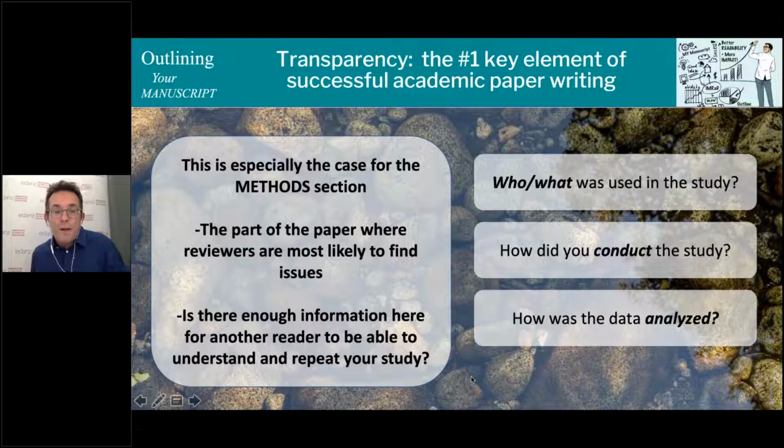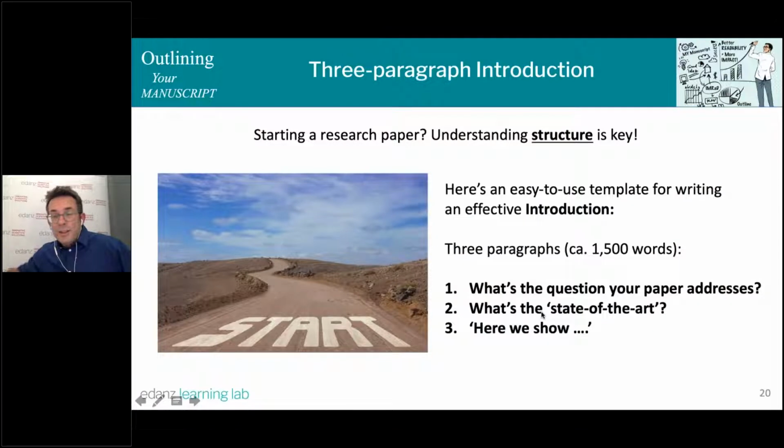It's the part of the paper where reviewers and readers are most likely to find issues. Ask yourself the key question: is there enough information here for another reader to be able to understand and repeat my study? So what did you use? How did you conduct the study? And how was your data analyzed? These are very key questions at the start of the process. Then think about structuring the beginning of your paper. After you've thought through the methods, you've carried out the work, you've collected your data, you know what your method section is going to look like.